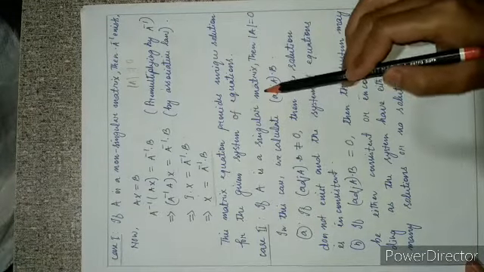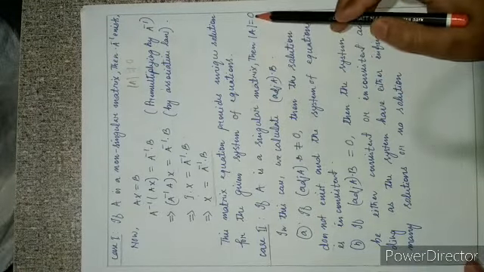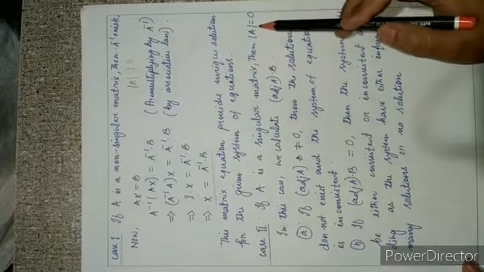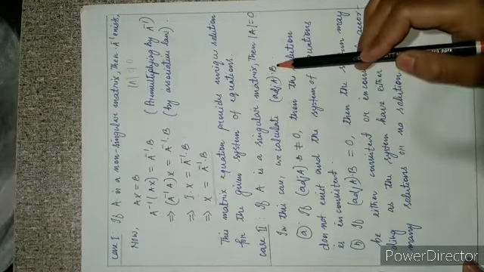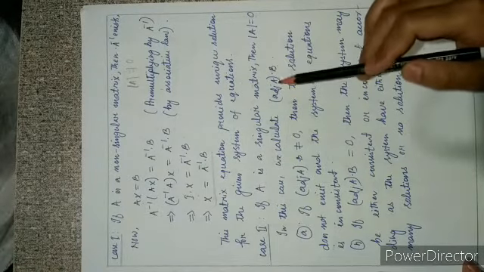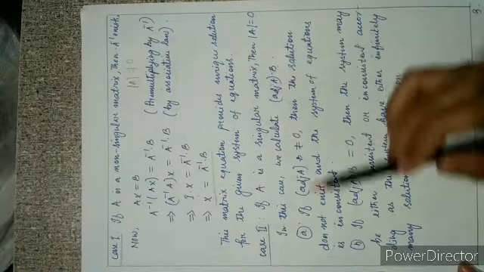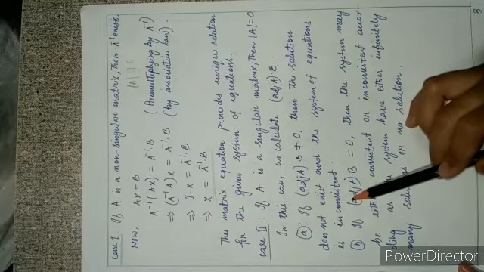A is a singular matrix means that if the determinant of A is equal to 0, then the inverse of A cannot be found. In this case, we calculate adj A multiplied by B. Then there are two conditions in this case.